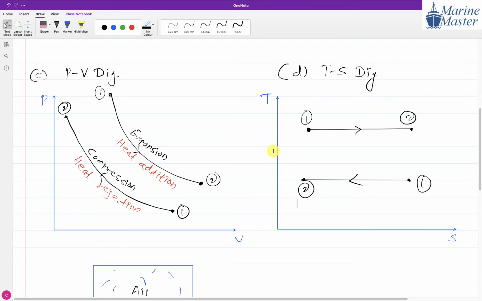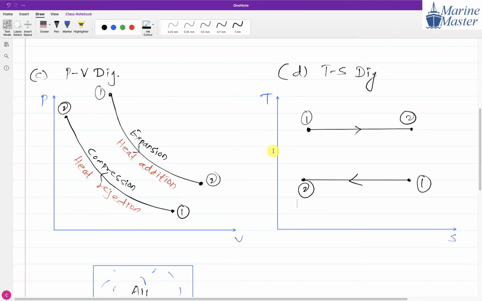Entropy depends upon, first, irreversibility, and second, heat transfer. In this chapter, irreversibility is zero. So it only depends on heat transfer.